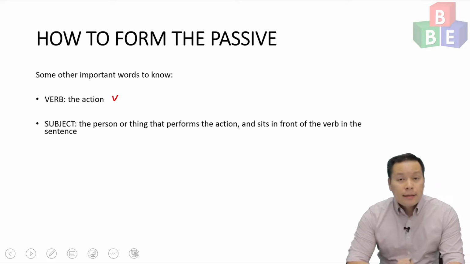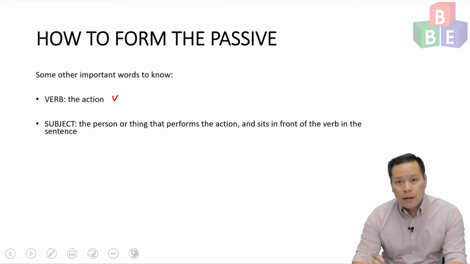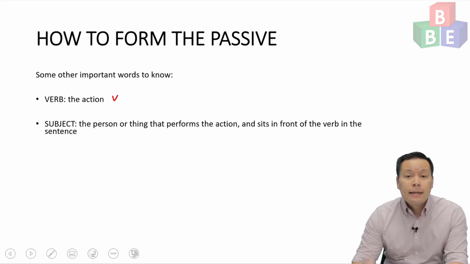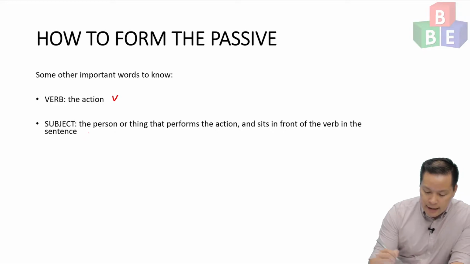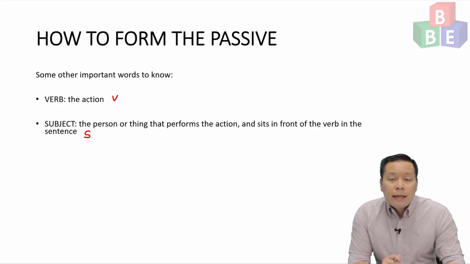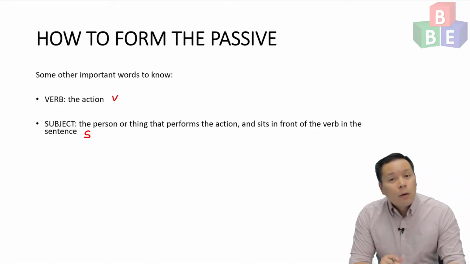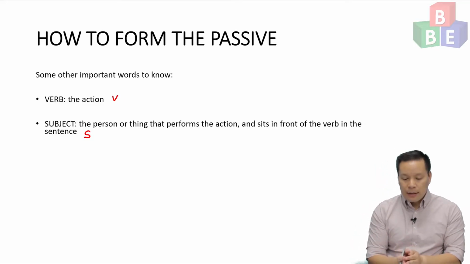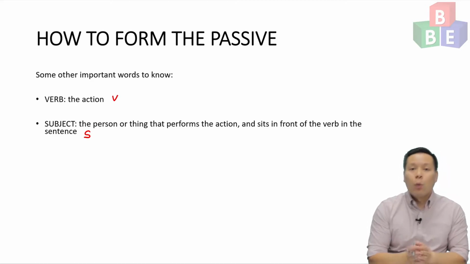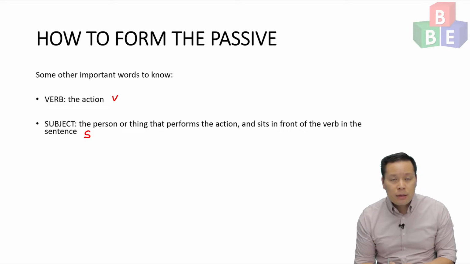The subject is the person or thing that performs the action and sits in front of the verb in the sentence. This is usually represented as an S. Remember that the subject may or may not be the agent. The passive voice grammar is what determines who the agent is, or whether the agent is the subject or not.